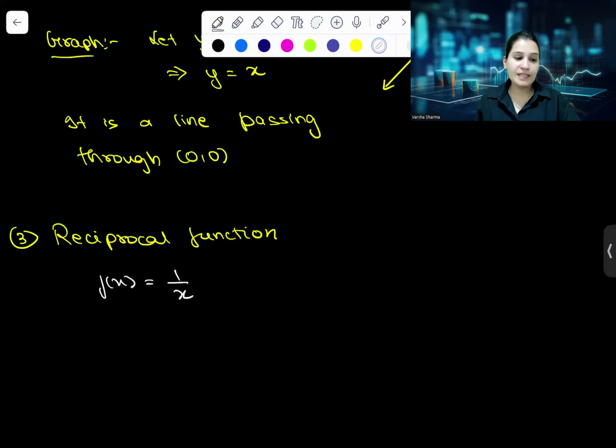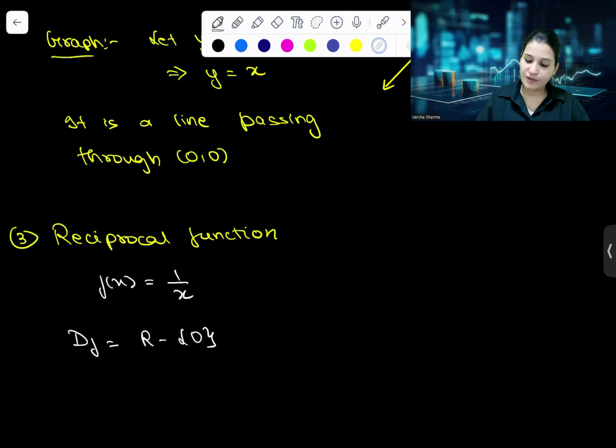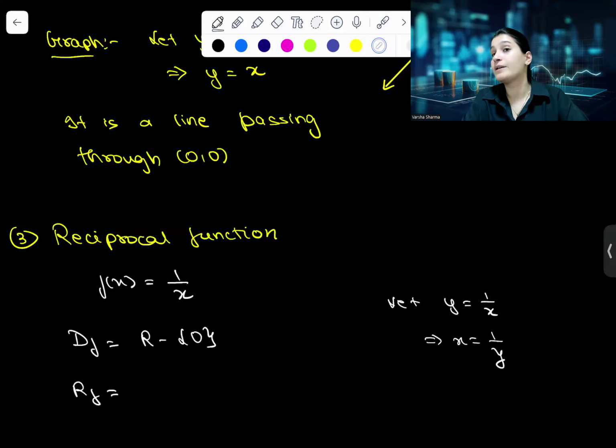Yes? So what will be the domain? All real numbers except 0. Very good. Now for range, what will we do? Let y equal 1 by x, so x will be 1 by y. What will be the range? All real numbers except 0, because again y can't be 0.